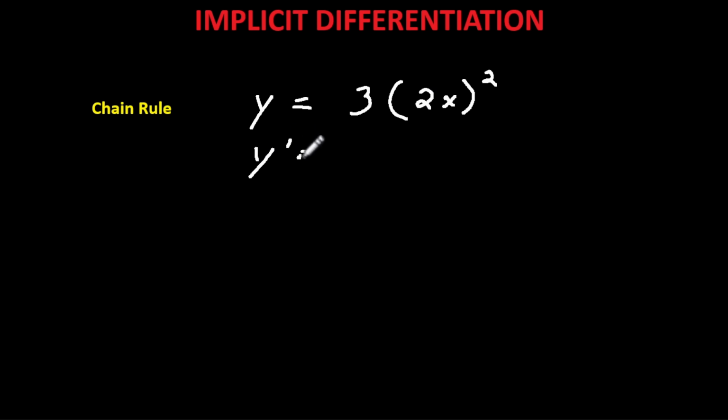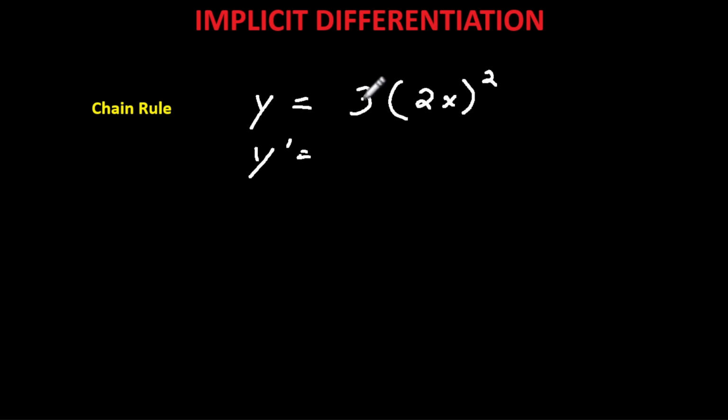In order to learn implicit differentiation, we must first review the chain rule. The chain rule states that when we have a function within a function, what we do is we take the outside function first, which is 3. Pretend this is an x, so we have 3 times x squared.